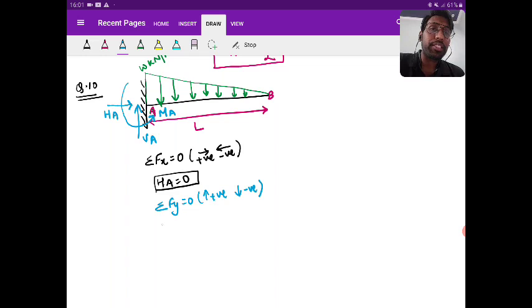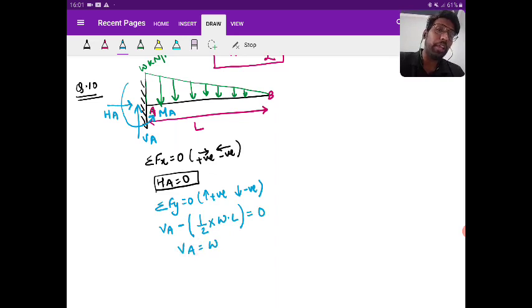So when I write this, first we get VA coming left to right. Then there is a UVL, so minus that because it's acting downward. What is the total load due to UVL? We know it is nothing but the area under the load intensity diagram, that is half into W into L. Yes or no? And this is equal to 0. So you got VA is nothing but WL by 2.